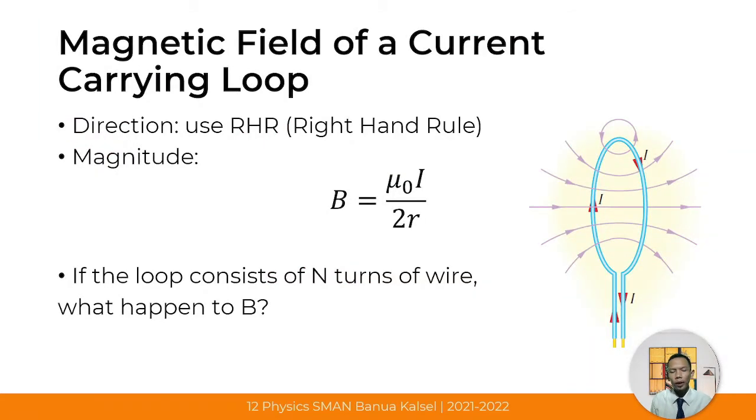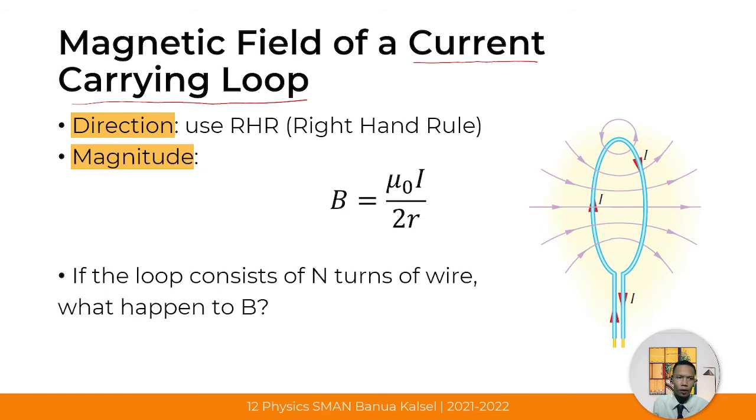Next is magnetic field of current carrying loop. Same with the long straight wire, we will discuss about the direction and also the magnitude. The direction, we will use the right hand rule. For the long straight wire, easily we can use our thumb as electric current, and forefinger will be magnetic field. For this one, it will be difficult if we use our thumb as electric current.